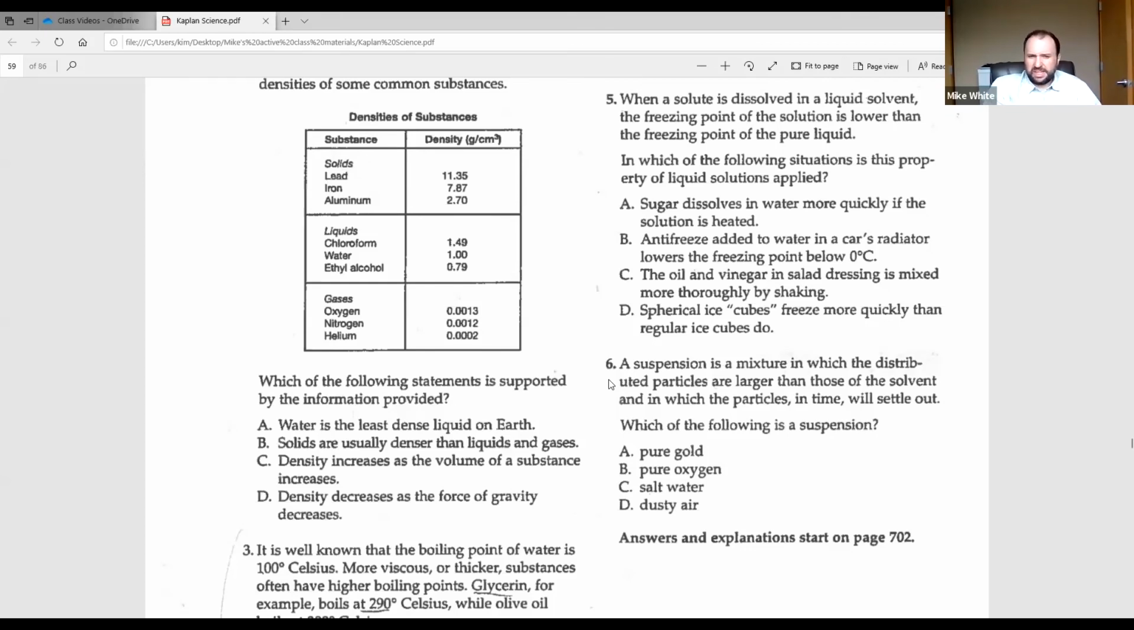So C, density increases as the volume of a substance increases. Remember, volume is just the amount of something we have. There isn't anything on here about volume, but think about that. If I have a cup of water, a giant bowl of water, or a swimming pool, the water is still going to be just as dense. It doesn't get more dense because I have more, right? So C is false. And D, density decreases as the force of gravity decreases.